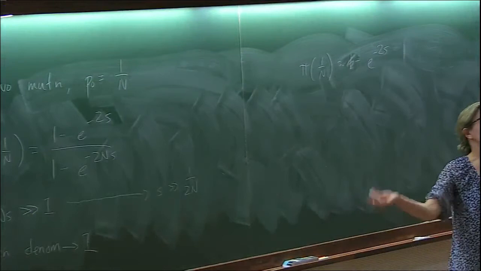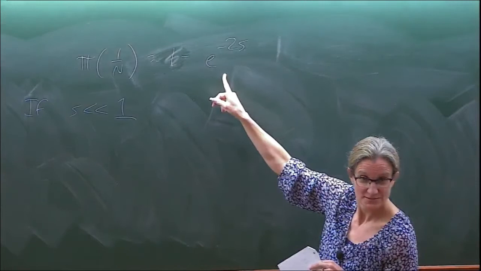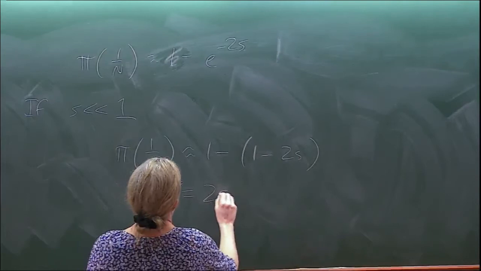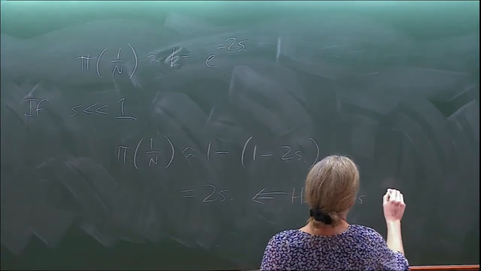And then I'm going to simplify it even further. What if s is small? s much less than 1. Physicists, this becomes 1 minus 2s, right? It's approximately pi of 1 over N is then 1 minus 2s. We get Haldane's approximation, which is really sweet, right? The same approximation that we got for the branching process.